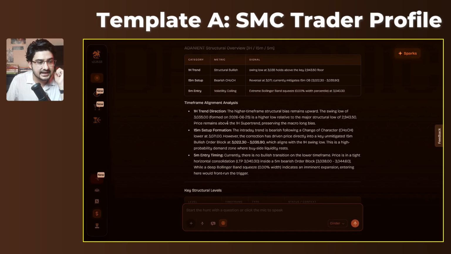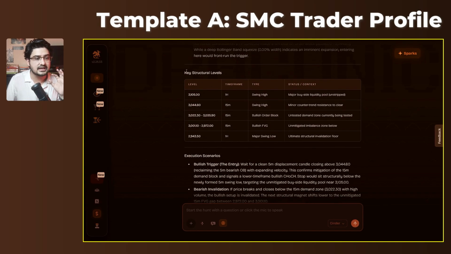Now as you can see in the detailed answer, it goes to the exact levels of 2943 or 3035. So these are the different levels in which it tells me the exact definition and structure formation. If we go slightly below, we are able to see key structural levels that it has defined, exactly defining why that level is relevant. It says swing highs. These are the two swing highs that it mentions. On this zone, it mentions that there is a bullish order block, and in the zone of 3001 to 2972 there is a bullish fair value gap, and it also defines a major swing low within the 1 hour time frame.